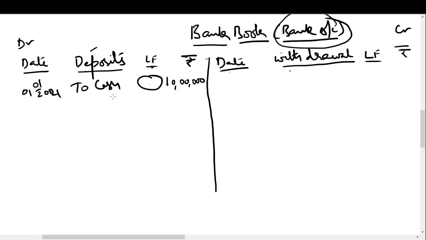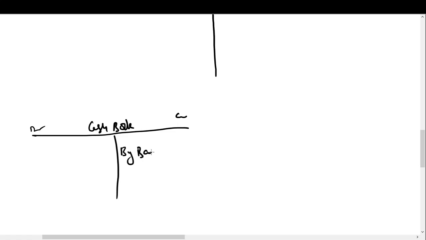So what I'll do is I'll prepare the cash book also here. I'll not go into the detailed format. So cash book, debit, credit. It's a payment of cash, hence it will be credited in the cash book. We'll write 'by bank' there, 10 lakh rupees.